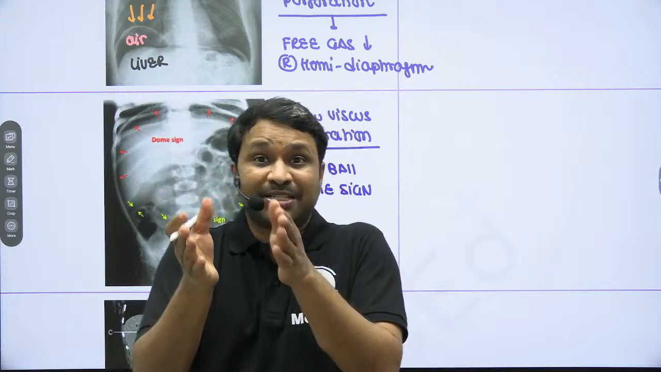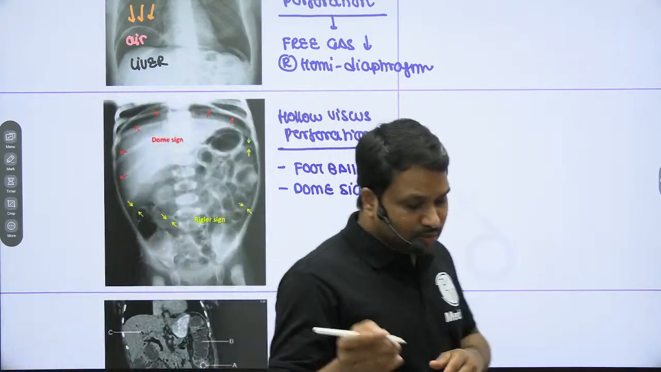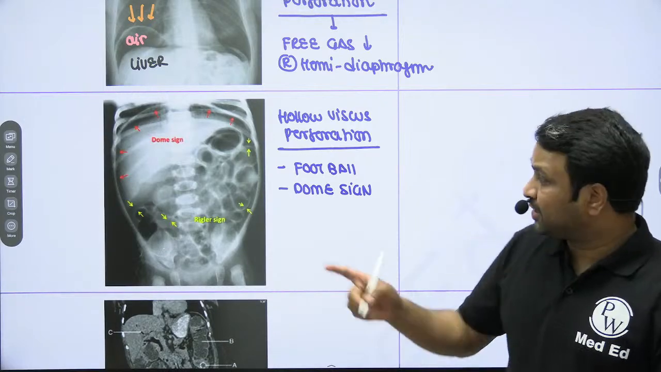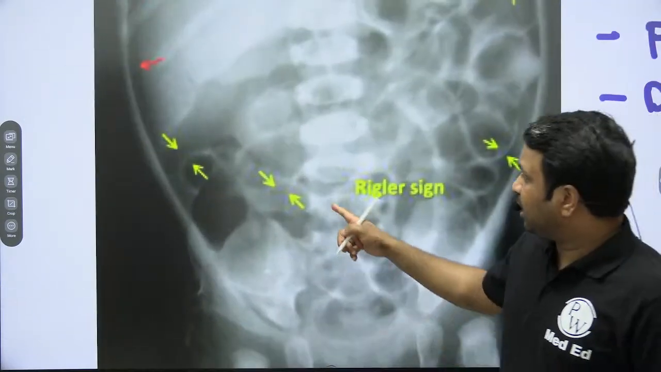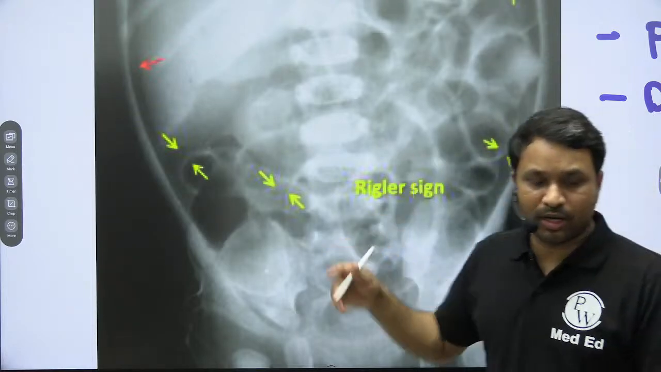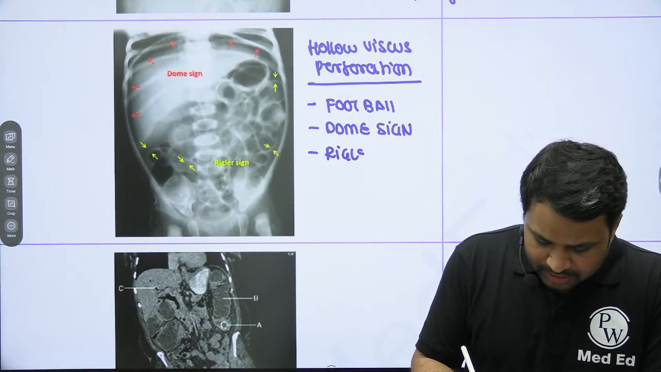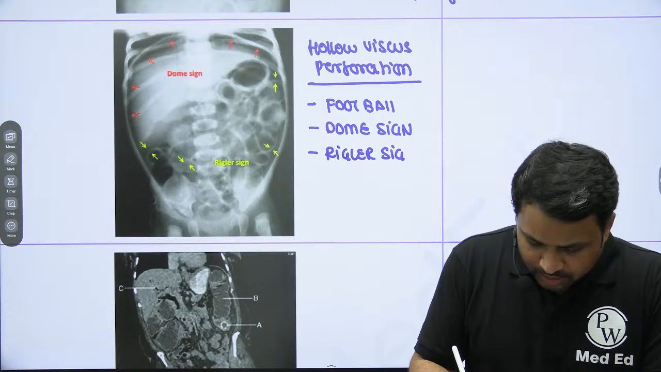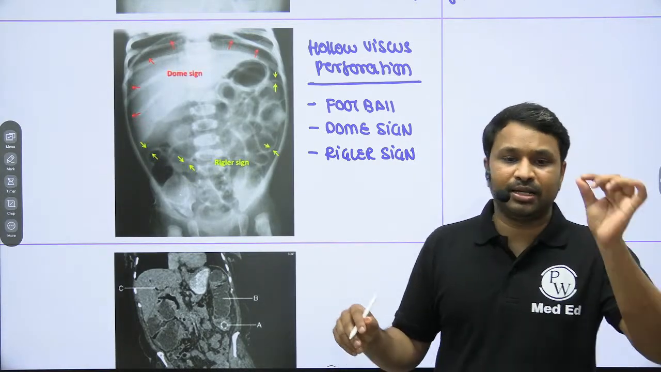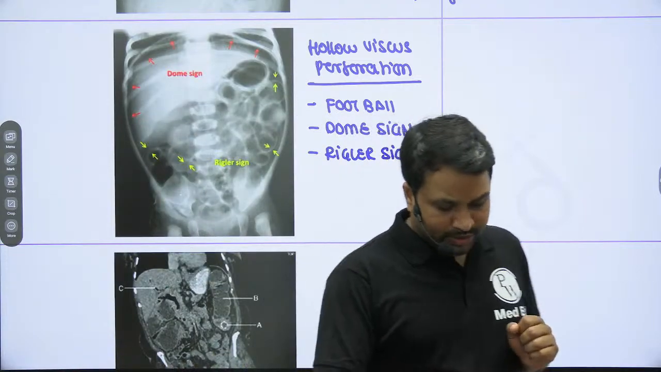But if the air is present inside the bowel and outside the bowel, I can see the wall of the bowel. And this wall of the bowel, if you are able to visualize, you can see that yellow sign that you have given. If you are able to see the wall of the bowel, air is inside, air is outside as well. And this is what we call Rigler sign positive. So there will be presence of Rigler sign as well. So Rigler sign is able to demarcate the wall of the bowel. Okay. So this is seen in hollow viscus perforation.